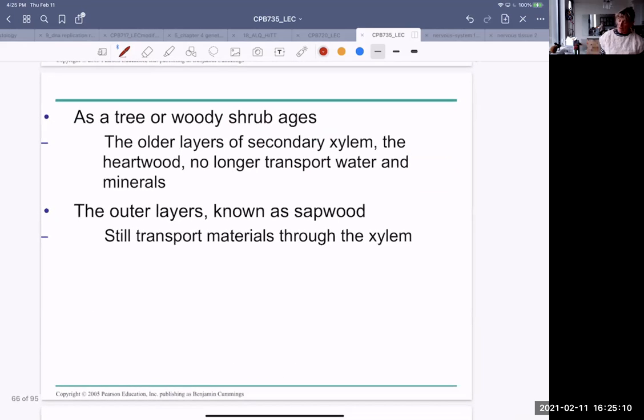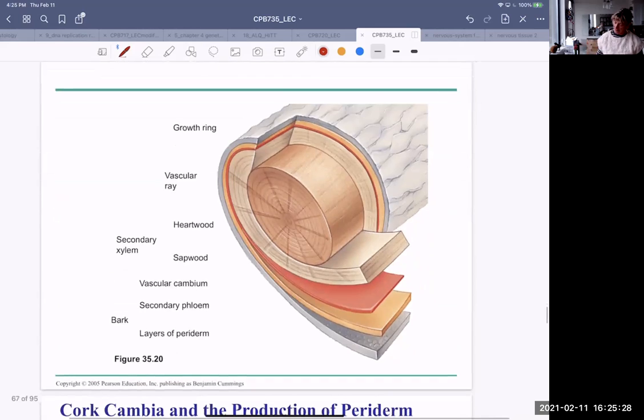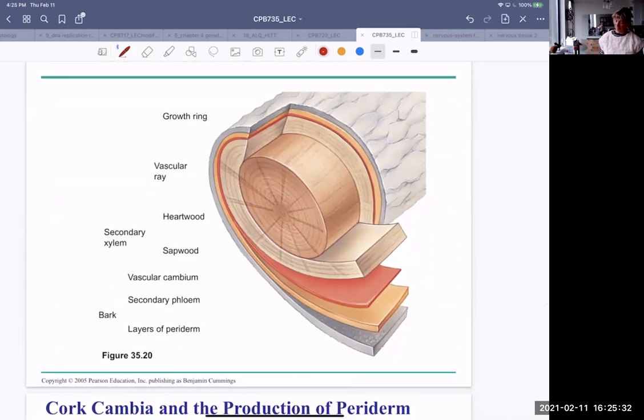And as the tree, or sometimes woody shrubs, age, the older layers of secondary xylem, that's known as heartwood, don't transport water and minerals. The outer layers, though, are known as sapwood, and they still transport materials through the xylem. So here is an example of growth rings. This is the heartwood here, and the sapwood. The vascular cambium is this layer, and the secondary phloem is this layer. And the periderm and the bark is the outer layer.